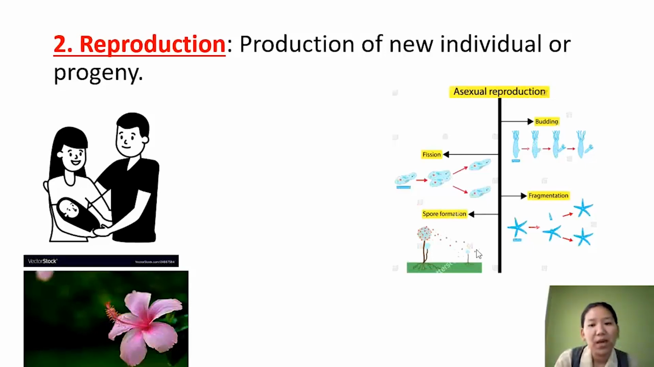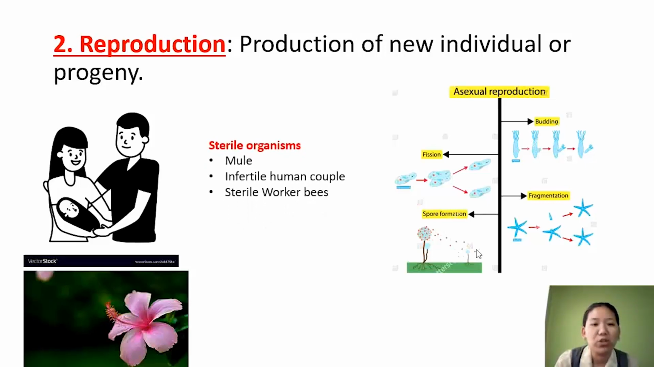Again, you must be aware that there are some examples of organisms that do not reproduce. They do not produce offspring. Let us see such examples. Mule. It is a cross between donkey and horse. These mules are sterile organisms. They do not reproduce. And the second example is infertile human couples.